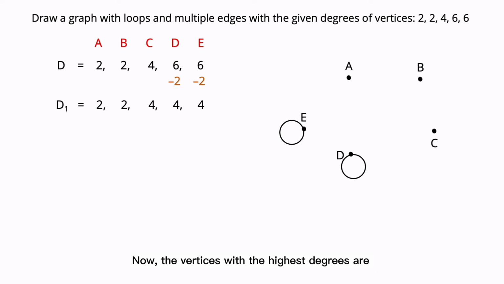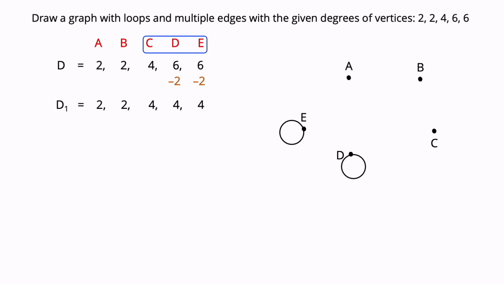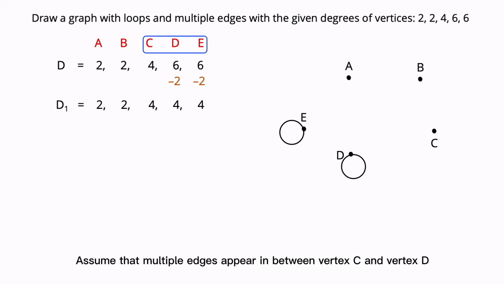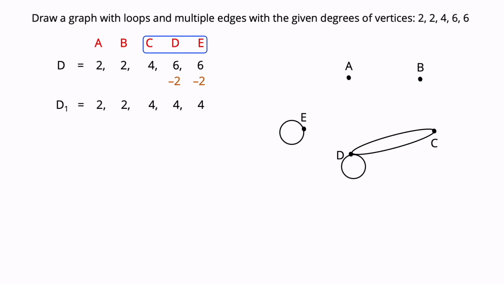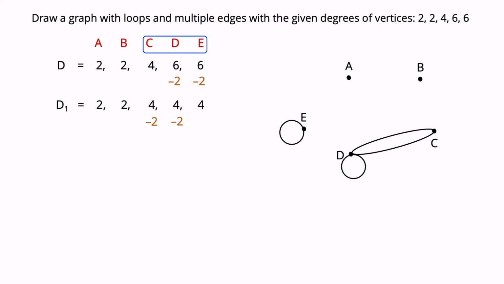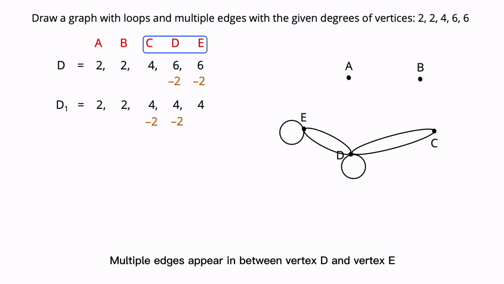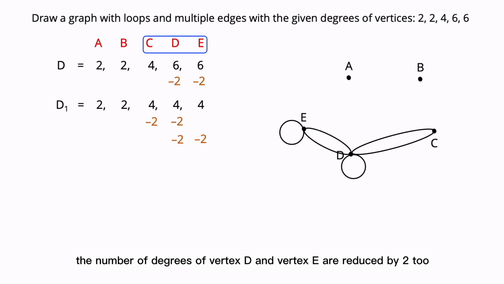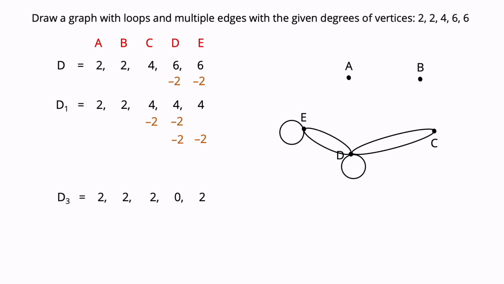Now, the vertices with the highest degrees are vertex C, vertex D, and vertex E, all with degrees of 4, higher than vertex A and vertex B by 2. Assume that multiple edges appear between vertex C and vertex D. The degrees of vertex C and vertex D are reduced by 2. Multiple edges appear between vertex D and vertex E. The degrees of vertex D and vertex E are reduced by 2 each. The remaining degrees of the vertices are 2, 2, 2, 0, and 2.